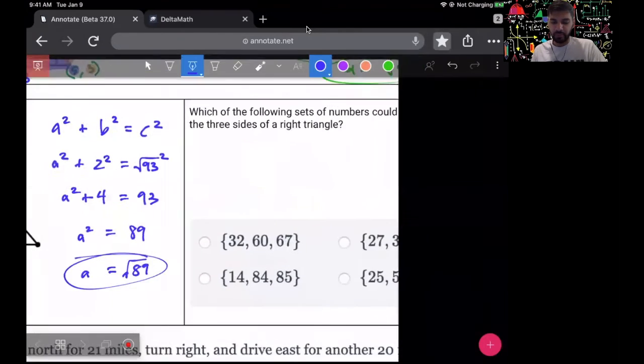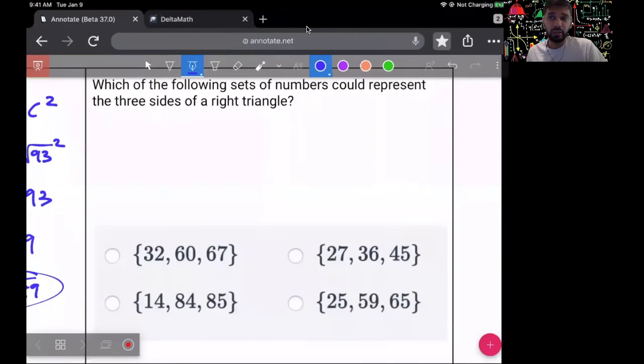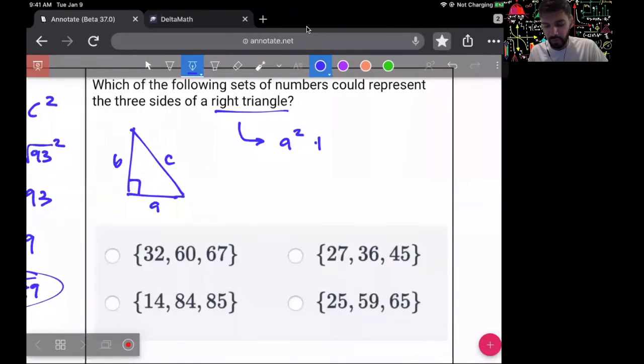Let's work another example. It says, which of the following sets of numbers, now a set of numbers is just a list, which of the following sets of numbers could represent the 3 sides of a right triangle? Meaning, if you have a right triangle, remember, it has to meet the requirements for the Pythagorean theorem. A squared plus b squared has to equal c squared for any right triangle. So that means we have to look at these sets of numbers and figure out which one of them would meet this criteria, would satisfy this equation.